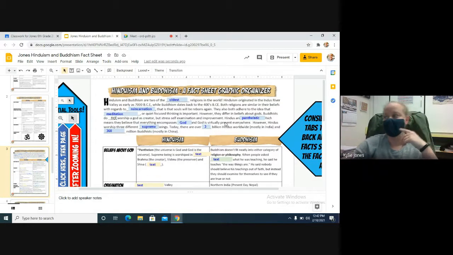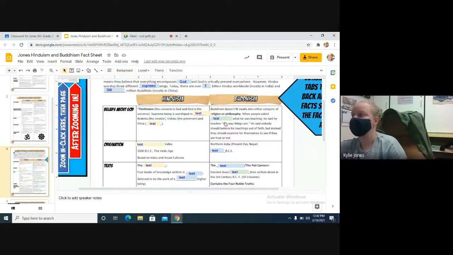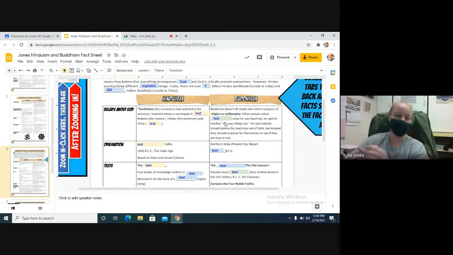Let's keep it going. So we got multiple boxes to fill out here. And I really do think we can finish this today. So we're just going to get all the way through it. Our first box is beliefs about God. So pantheism: the universe is God and God is the universe. That's what they believe. The supreme being is worshipped in blank: Brahma, the creator, Vishnu, the preserver, and Shiva, blank.